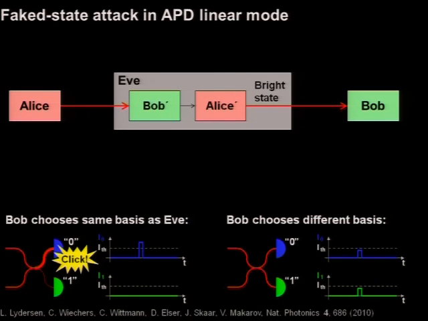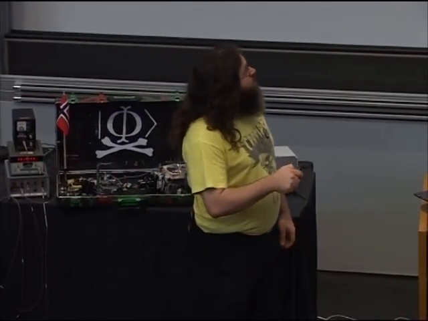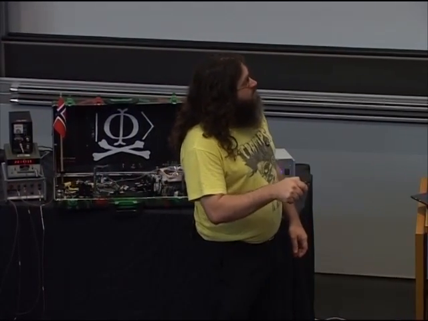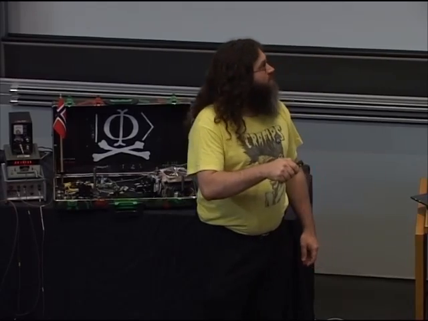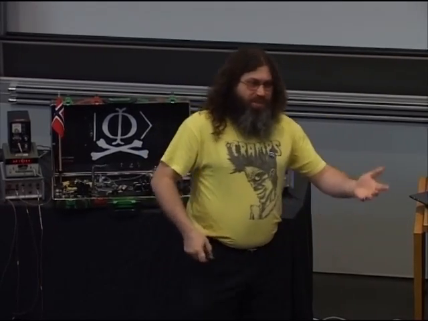In the opposite case, when Bob chooses a different detection basis, not the same basis as Eve, there is no interference. Both detectors receive half the amount of light, and the photocurrent stays below the click threshold. The detectors do not click. Now you can ask, but this is no good, because half the time Eve sends a faked state to Bob, but half the time it fails to make a click. Half of your bits are lost.